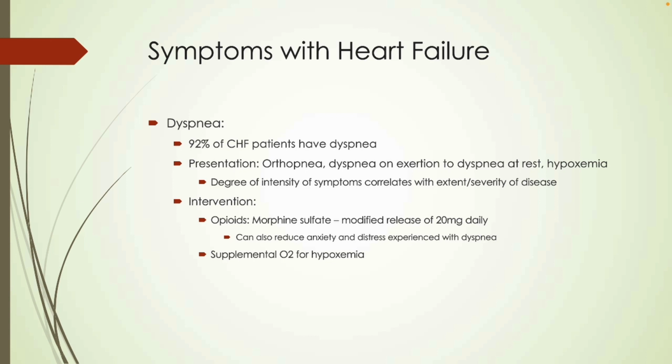The interventions that you can use are opioids, similarly to COPD, morphine sulfate. So you can do 20 milligrams daily. It can also help to reduce anxiety, which they will often experience when they're short of breath, right? And supplemental O2 if they're hypoxemic. You can also, and we didn't really jump on it here, but you have to look at the etiology of their dyspnea. So if it's also volume overload, you're going to want to address that in its own right.